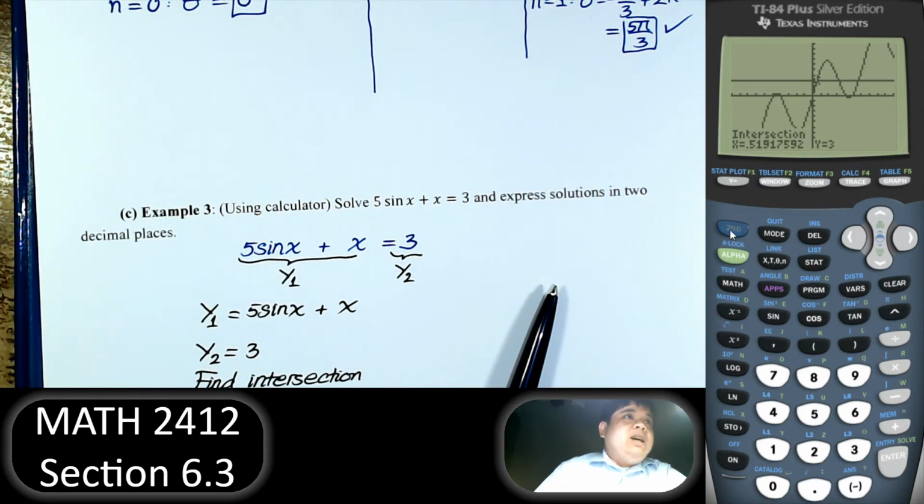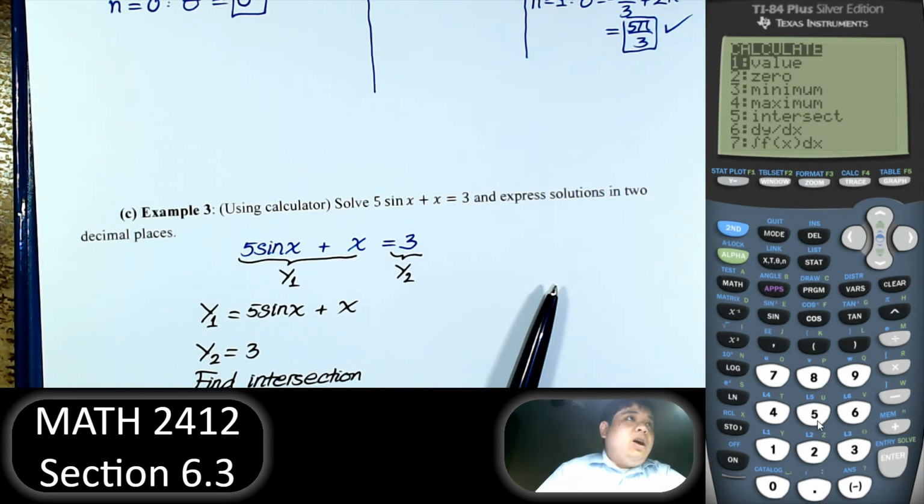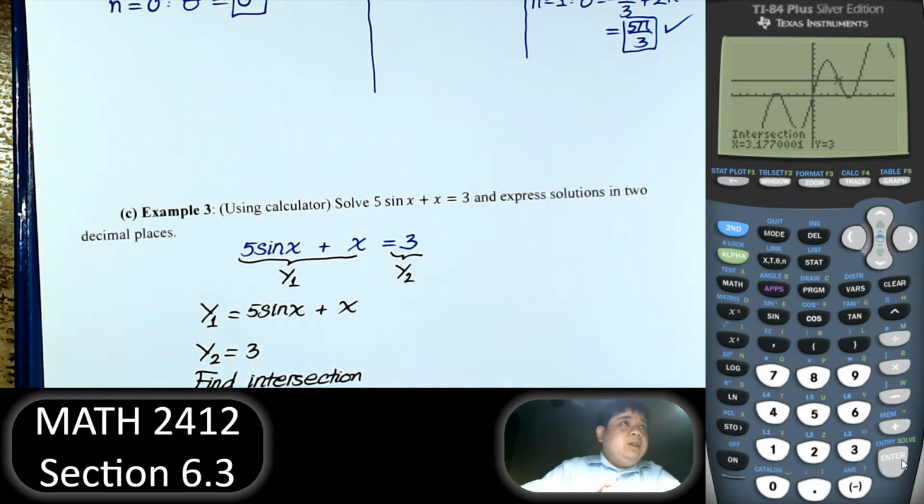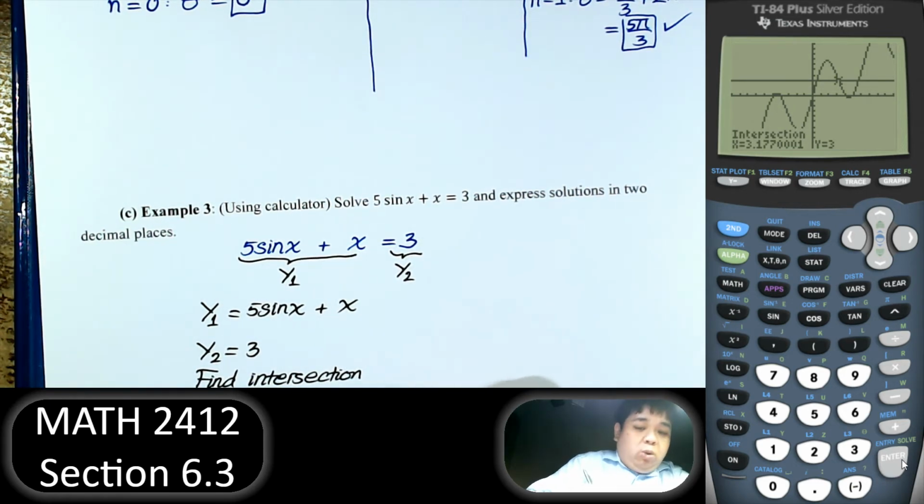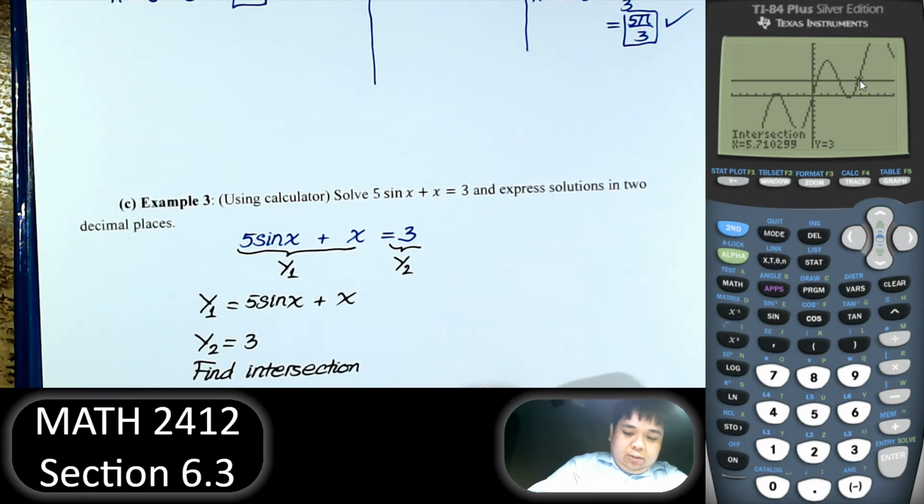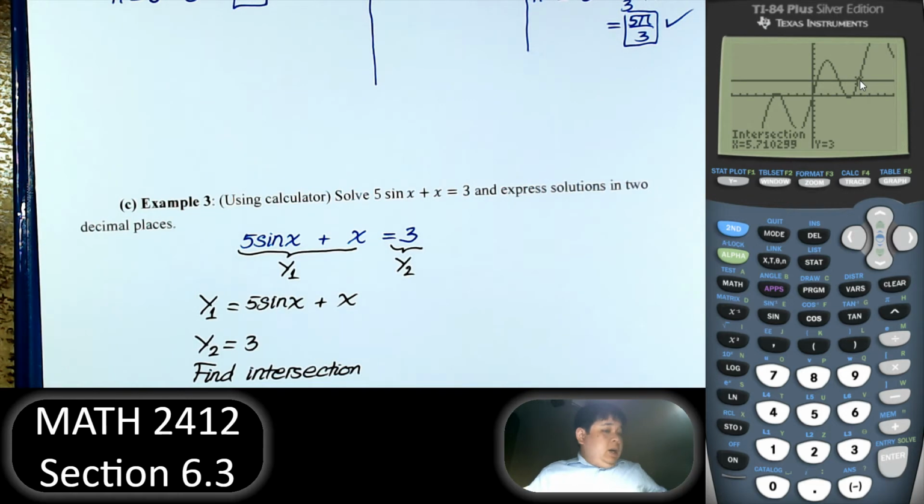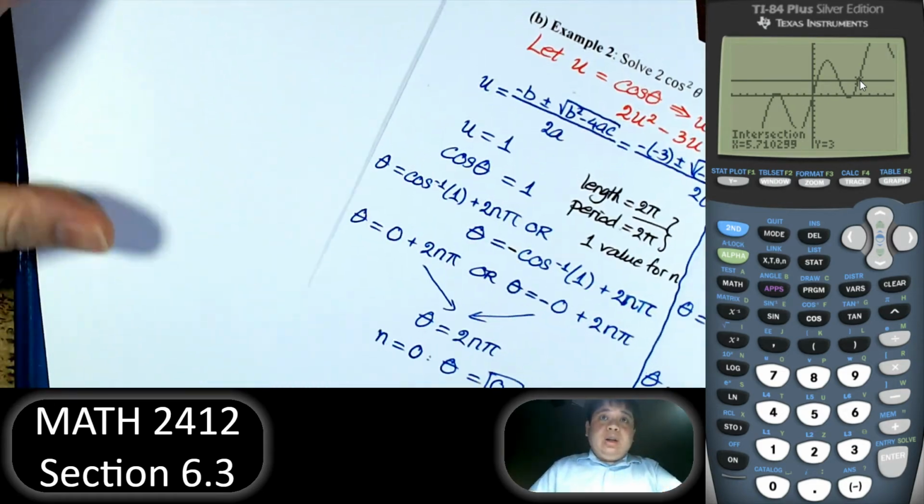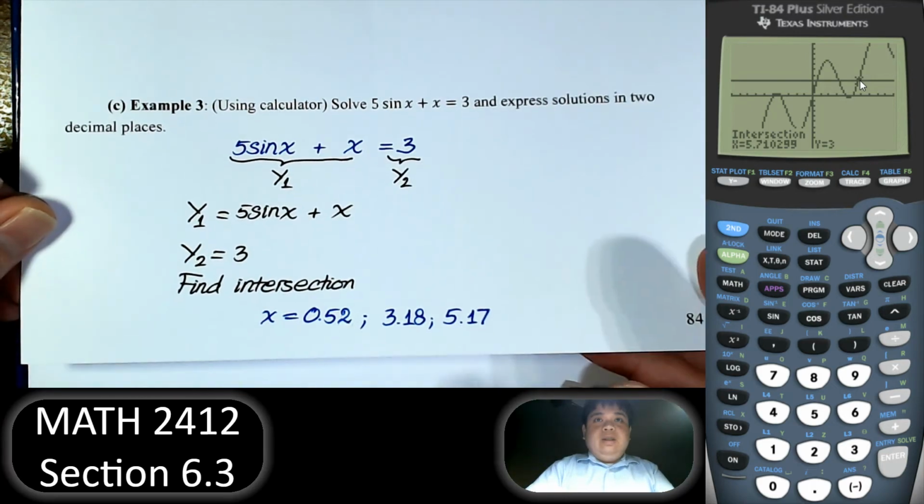Let's do this again. Second trace, intersection, option number 5. The first curve is this y1, which is good. Second curve 3, good. Now move close to the solution, hit enter, and we have 3.177, 3.18. Do it one more time. Second trace, option number 5. First curve, second curve, and then move close to the solution, and it will jump right to it, 5.71. So that's what we have. Like I said, this problem we have to use the calculator because there will be no nice solution. That means we cannot solve this by hand.